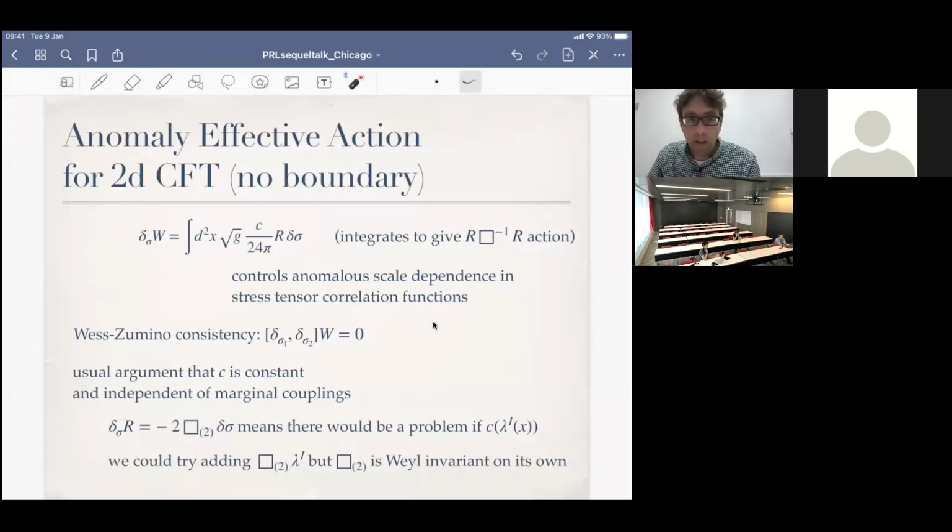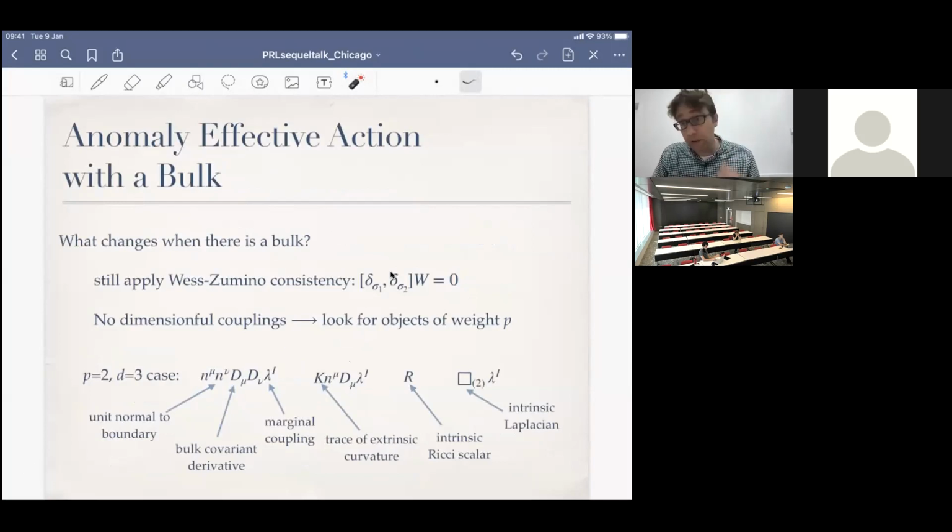All right, so that's the 2D story. But now when you add a boundary, things get much more interesting. So we still want to apply this Wess-Zumino consistency condition. And there are still no dimensionful couplings. It's still a conformal field theory. So I still have to construct this anomaly out of objects that are weight 2, the same dimension as the stress tensor. But now I have these two new objects. I have an extrinsic curvature I can play with, and I have a normal derivative I can play with. And so there wind up being 4 weight 2 objects in general I can assemble.